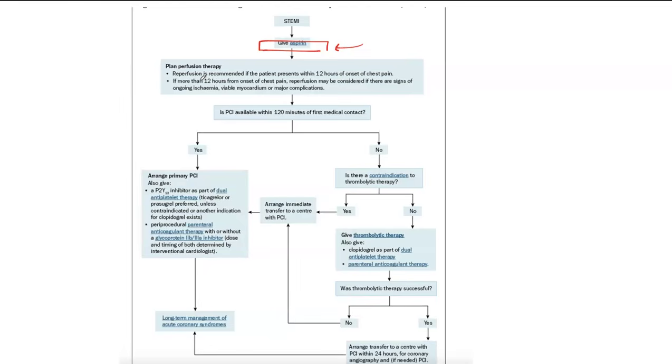A few things are important. According to therapeutic guideline, reperfusion is recommended if the patient presents within 12 hours of onset of chest pain. So ideally, if the patient comes within 12 hours of chest pain, then taking the patient to the catheter lab is indicated. And what is reperfusion treatment? It's the percutaneous coronary intervention, which means basically putting a stent if needed, or angioplasty.